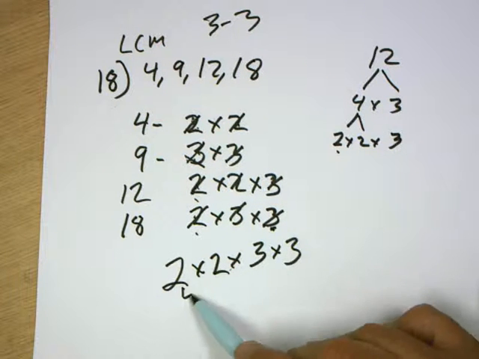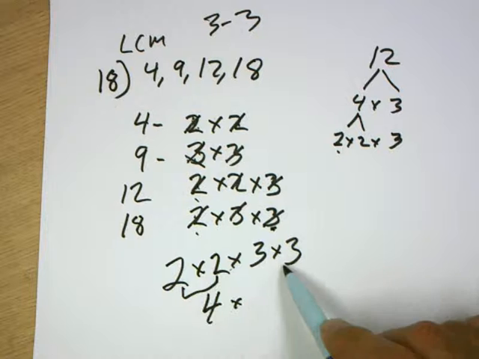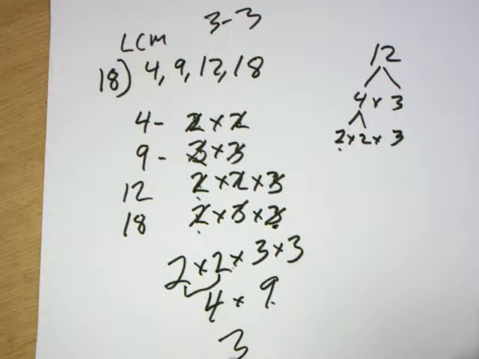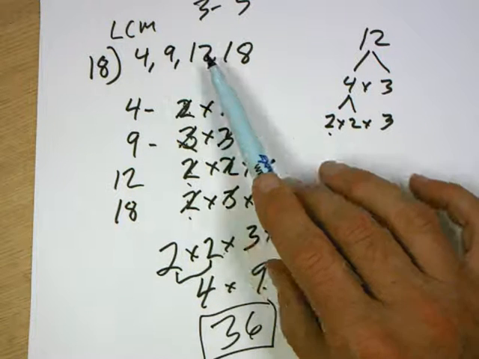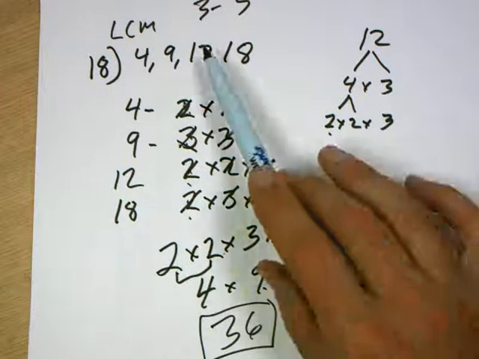So 2 times 2 is 4. 3 times 3 is 9. 4 times 9 is 36. My LCM between 4, 9, 12, and 18, is 36.